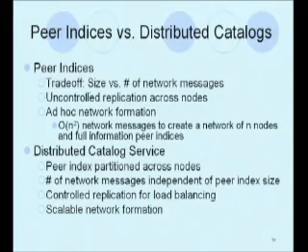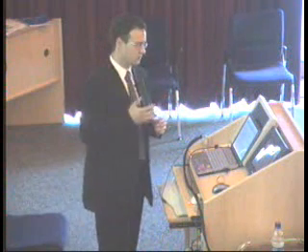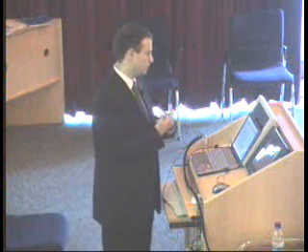In the peer indices approach, we had a trade-off in the size of the peer index versus the number of network messages that were actually incurred during query processing. And there was uncontrolled replication across nodes, meaning that each node was managing its own view of the network. And network formation was not that good because you require an order of n squared network messages to build a network of n nodes with full information on the peer indexes, which is not bad if you see the query performance, and since it's a one-time cost, it's not bad either.